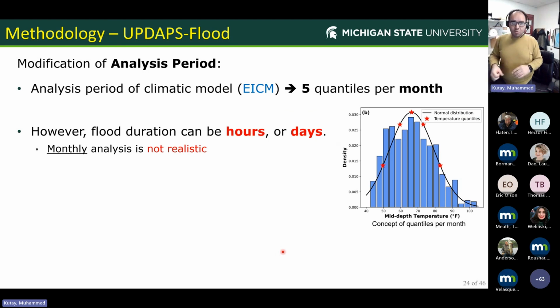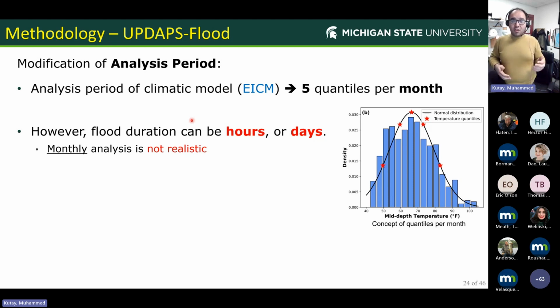The first one is the modification in the analysis period. The EICM model in the MEPDG uses 5 quantiles per month. The analysis is per month, and we do a statistical analysis and find 5 representative quantiles of the temperatures, and we do the analysis based on those 5 quantiles per month.